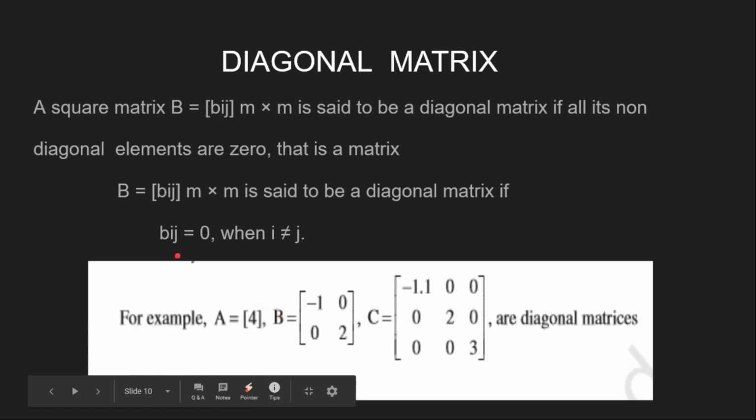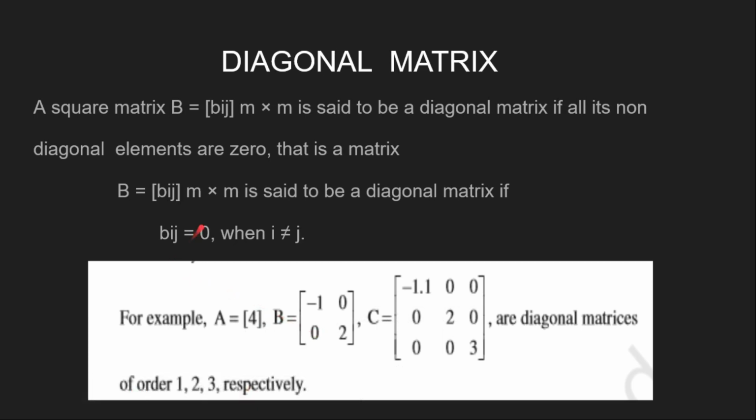As I said previously, b_ij should be 0 when i and j are not equal. Suppose i is equal to 1 and j is equal to 2, it means the first row and second column, as you are seeing here. So this one was all about the diagonal matrix.